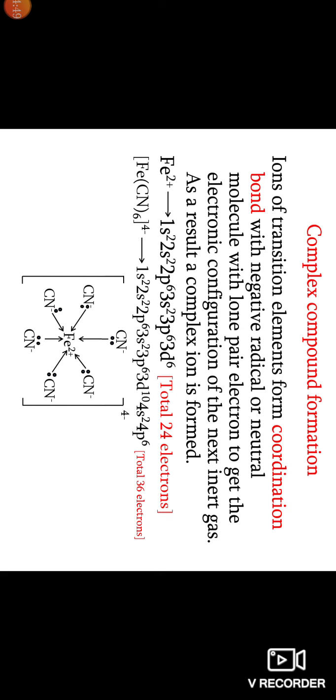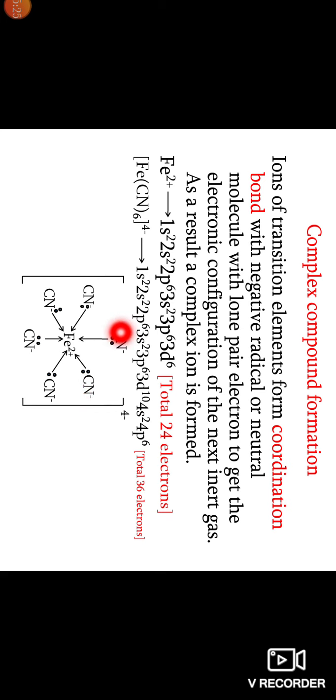Let us discuss the point with the example of iron. Look at the electronic configuration of iron 2 plus. Iron 2 plus has a total of 24 electrons, and when it forms a complex ion with the ligand cyanide ion, it gets 6 into 2, 12 electrons from 6 cyanide radicals. As a result, the total number of electrons becomes 24 plus 2 into 6.